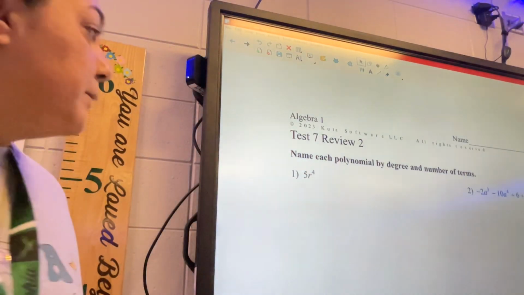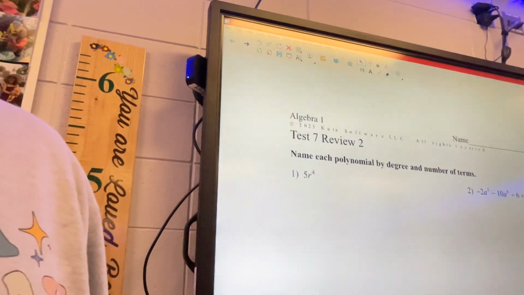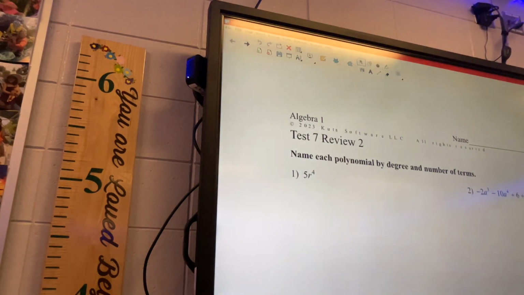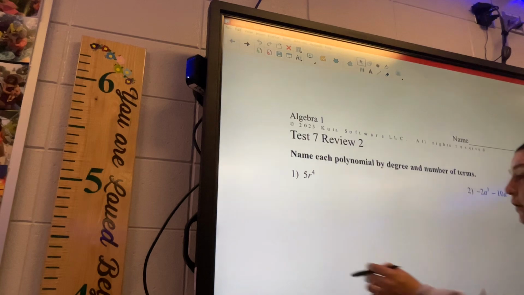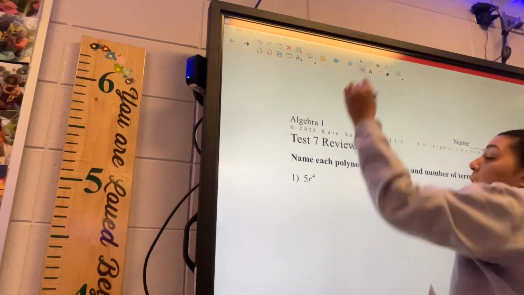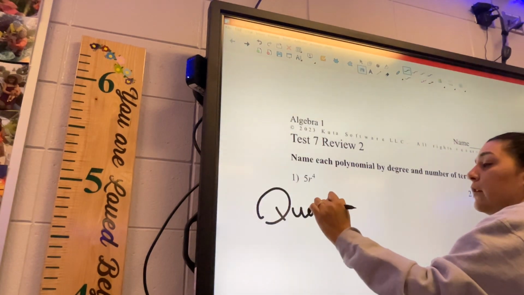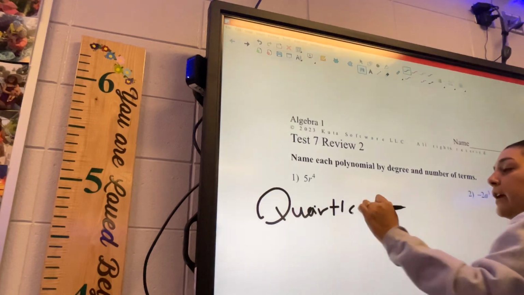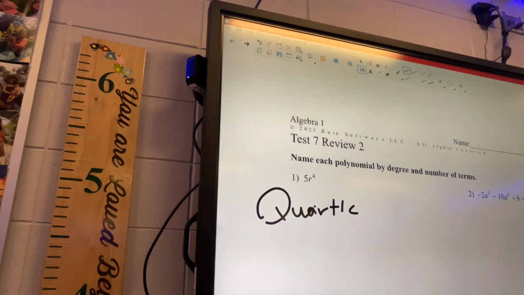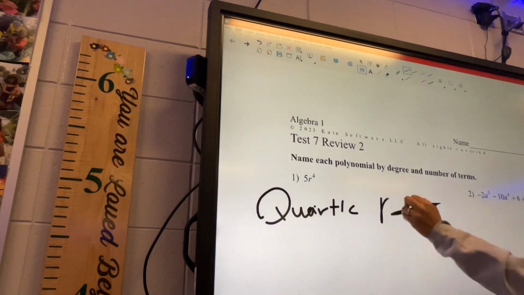Okay. Look at number 1. What is the highest exponent? 4. So what is that? The quartic. Okay. How many pieces are there? 1. So it's going to be a monomial.